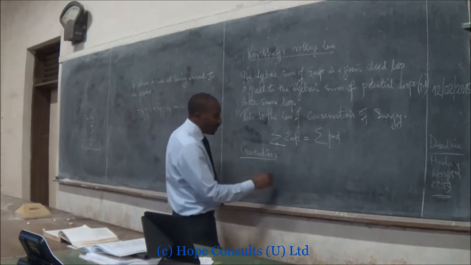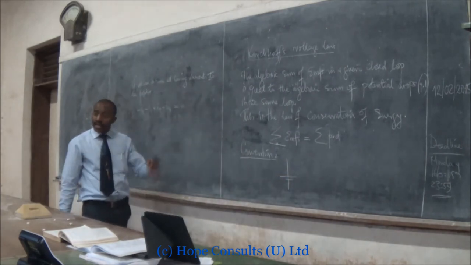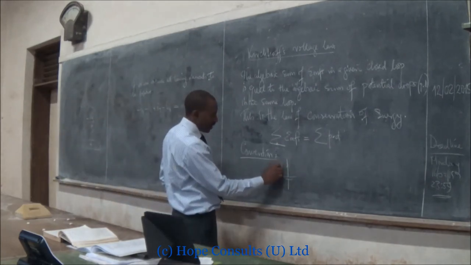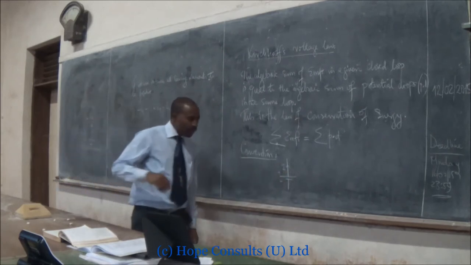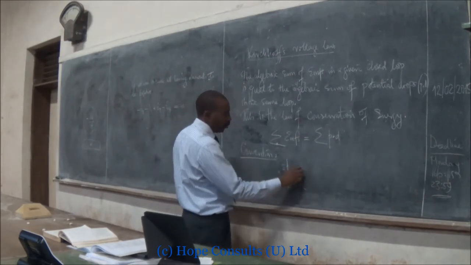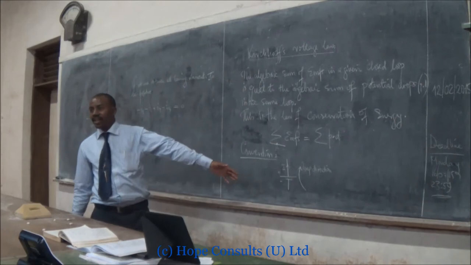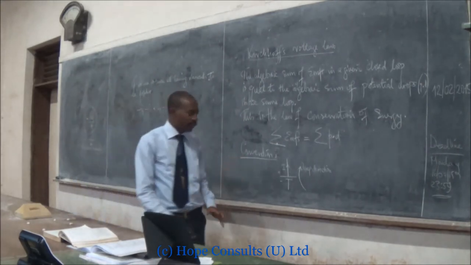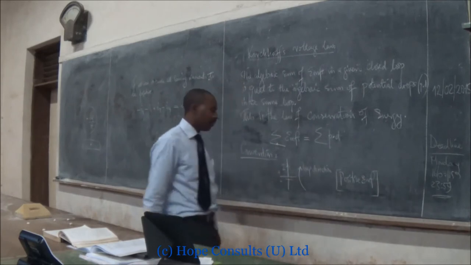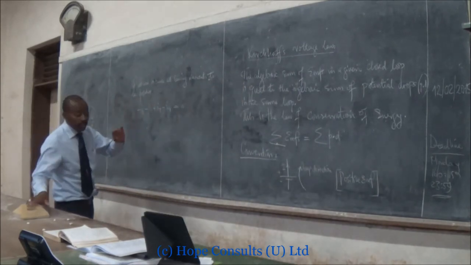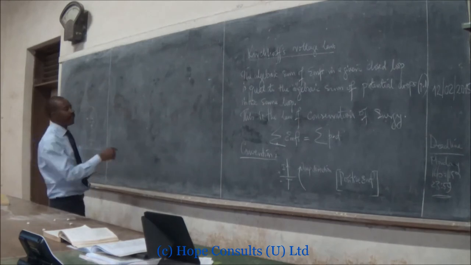So the convention is that if this is our battery which is providing the EMF, and this is the current I, this is the plus, this is the minus terminal. If the loop is going in this direction, this is the loop direction, then the EMF is positive. Here we talk of positive EMF. On the contrary, if you have the loop moving opposite to the conventional direction of the current, then we talk of the negative EMF.